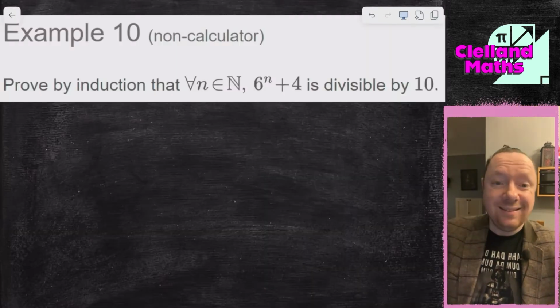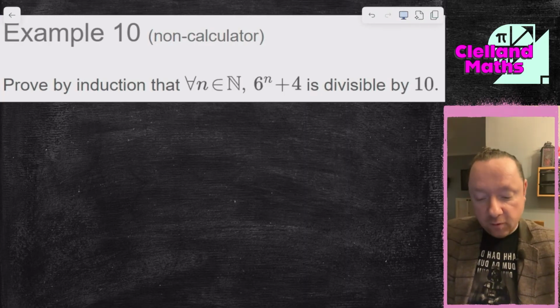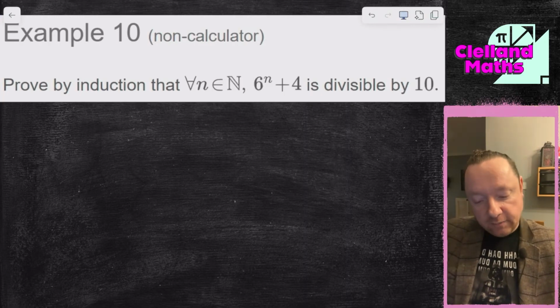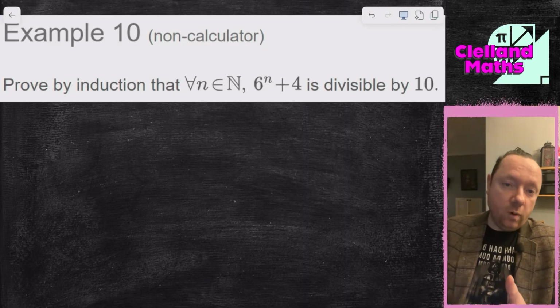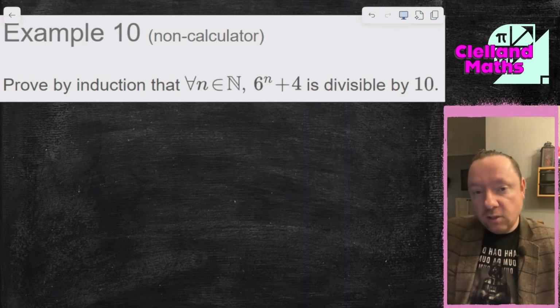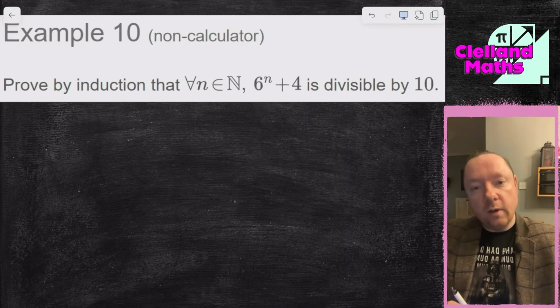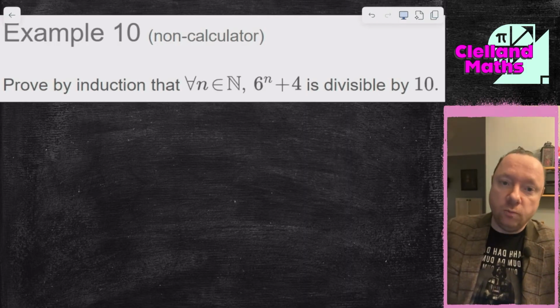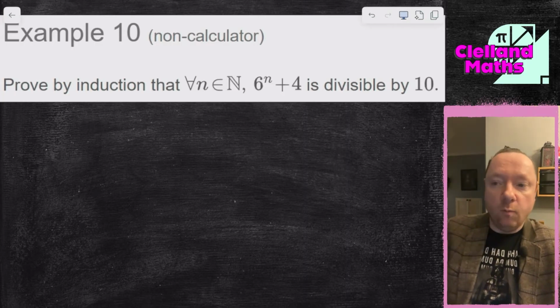And we're done there. Example 10, prove by induction that for all n a member of the natural numbers, 6 to the power of n plus 4 is divisible by 10. So induction is this. It's like a snowball effect. We prove that n equals 1. We assume it's true for some random letter like k. And if we can then prove that it's true for the next one, it's true for the one after and the one after and the one after. But since the first one was true, it's true for all of them. So it's kind of just a process you need to work through.